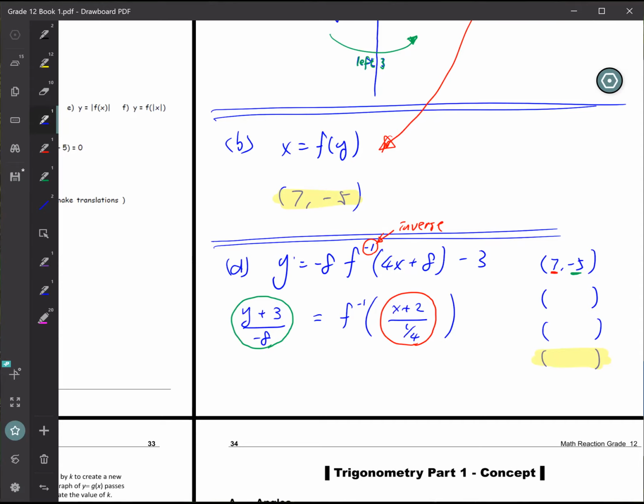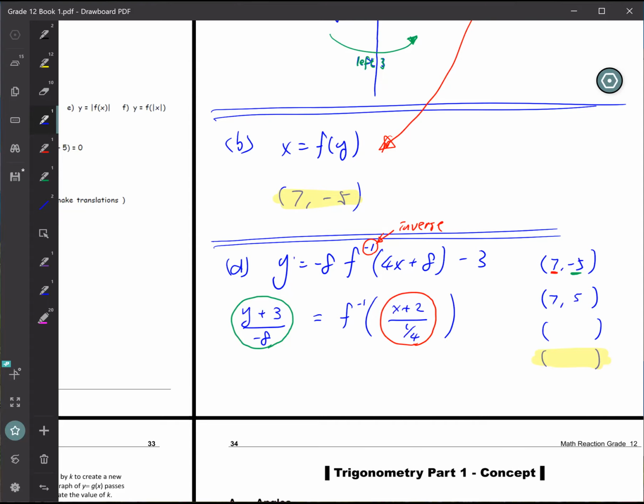Okay, we'll do it step by step. Reflection. Okay, after reflection, where is the point, Chris? 7, 5. Wait, okay, so X is 7. What about the Y, Chris? 5. Yeah, okay. We only have a negative on the Y side, so only the Y changes sign, okay?